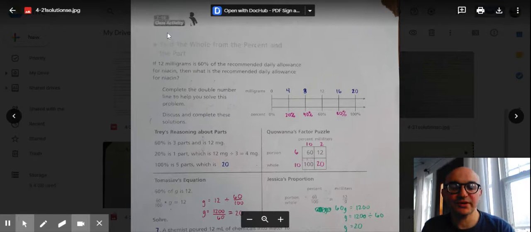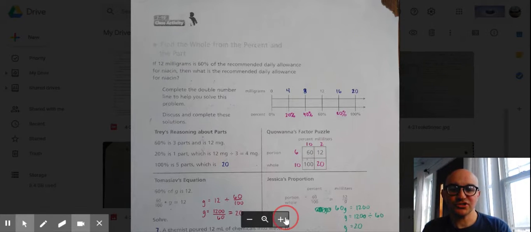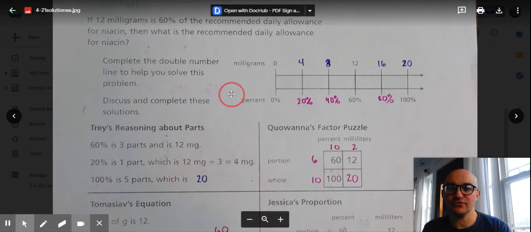The page that we'll be working on through this video is 7-10 class activity. That's the heading up top, and it says find the whole from the percent and the part. So your paper should look just like mine. This will be a little solutions video for you.